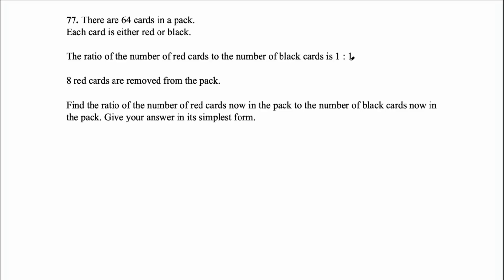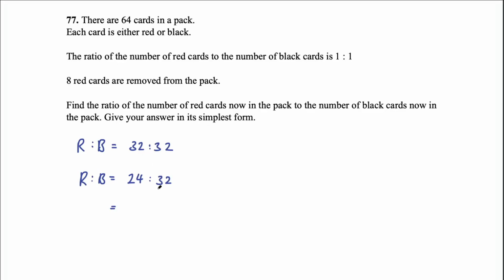So if you have a ratio of 1 to 1, that means that half are red and half are black. So if we have a pack of 64 cards, the ratio would be 32 to 32, red to black. If 8 red cards are removed, well, 32 take 8, that's 24. So the ratio then would be 24 to 32. We haven't removed any black cards, so that stays the same. And now we need to simplify this because the question says give your answer in its simplest form.